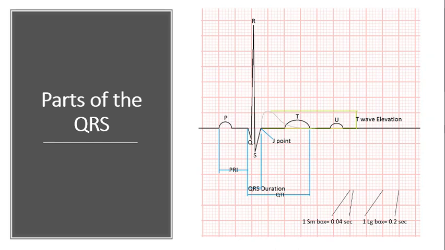The boxes, when you look at them, 1 little box is 0.04 and 1 large box is 0.2, and these are standard throughout all EKGs, all different manufacturers, pretty much the world over. QRS duration is how long it takes the ventricles to have the electrical impulse travel through them. This should be fairly narrow. Should be less than 0.12. If it's wider, it's indicative of disease.